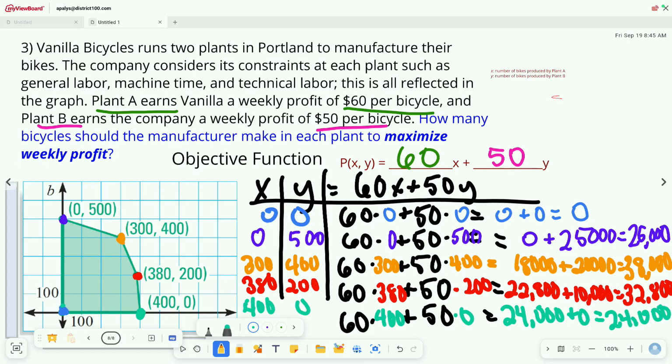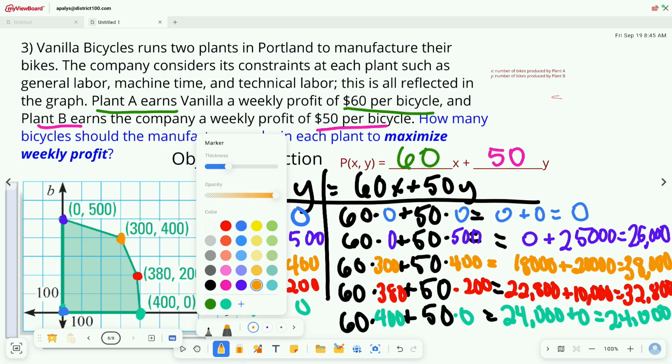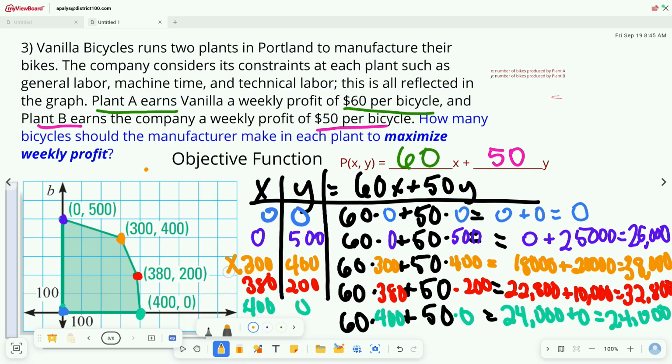So which one maximized? This guy right here maximized. They're asking how many bikes should the manufacturer make in each plant to maximize the weekly profit. So they're not asking for the maximum profit. They're asking how many bikes do they need to make at each. So we have to interpret what the heck the graph means.